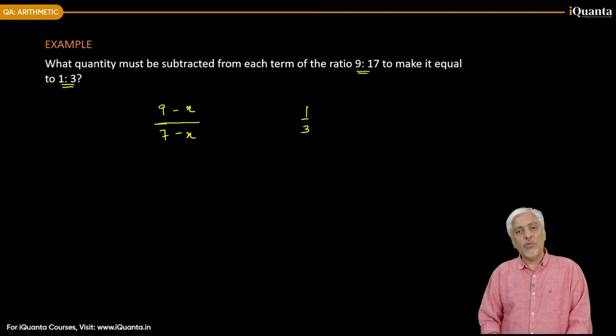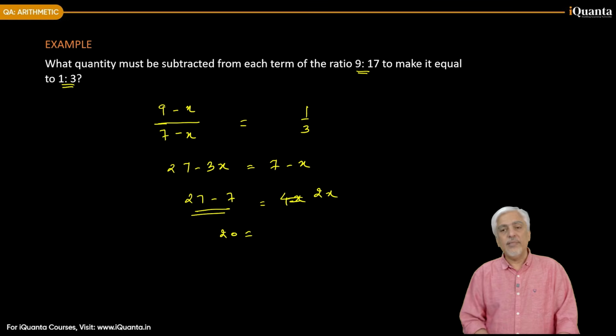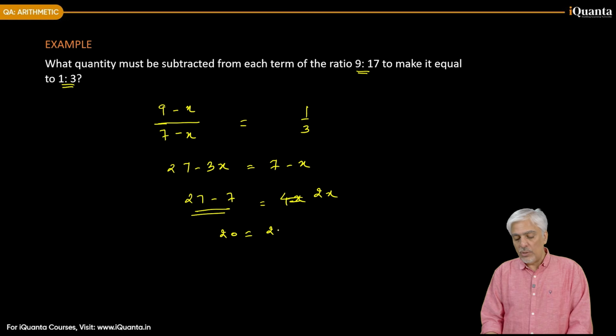Now, what will we get if I cross multiply this? One method is cross multiplication. What will I get if I cross multiply? 27 minus 3x is 7 minus x. 27 minus 7 will be x plus 3x. x plus 3x is 4x. And we will get 20 is equal to, that's minus x plus 3x, so that will become 2x. And we will get 20 is equal to 2x and x is 10.